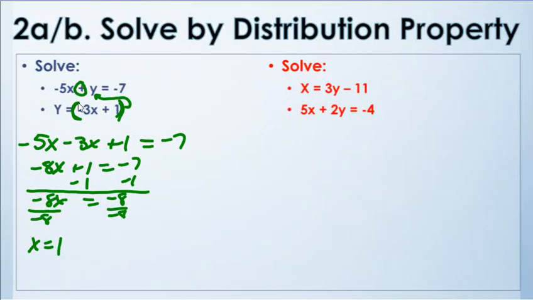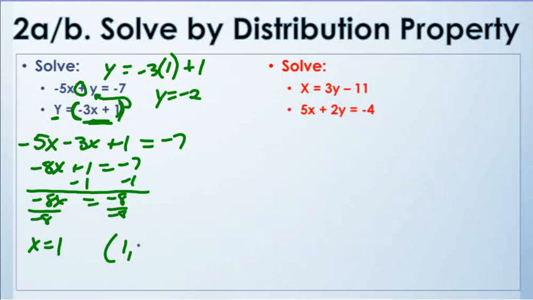Now I'm going to stick this positive 1 in the second one. The reason I'm putting it in the second one is because I need to solve for y, and y is already by itself over here. So when I do that, I have negative 3 times 1 plus 1. Negative 1 times 3 is negative 3, plus 1. y would equal negative 2. So I can write my answer as 1 comma negative 2.